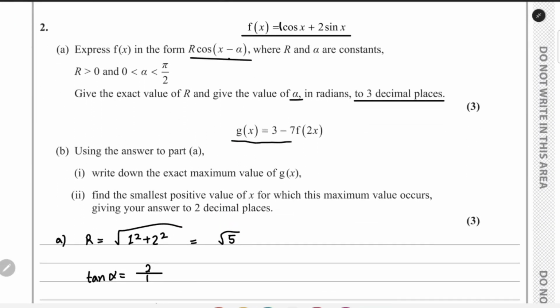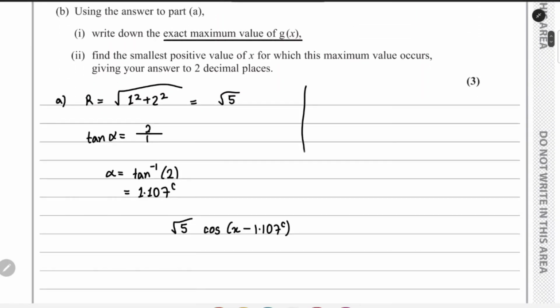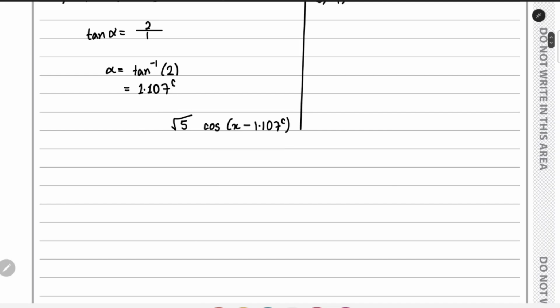Now we are given this function g of x, which is related to f of x, which is given over here. F of x is the R form we just found, and we have to find the exact maximum value of g of x. Now we know that the maximum value for f of x will be root 5, since the maximum value of cos x minus 1.107 is 1, or this can at max be 1. So the maximum value for this is root 5.